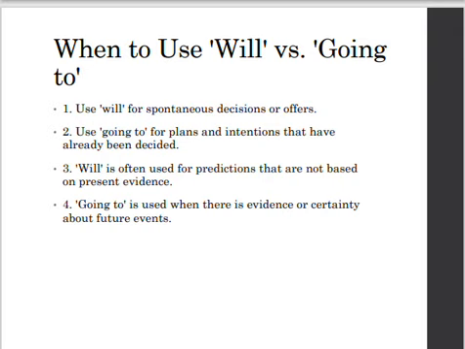Lastly, going to is used when we have evidence or certainty about something that is going to happen. For instance, if you see dark clouds, you might say, "It is going to rain." The dark clouds are evidence that it will rain.